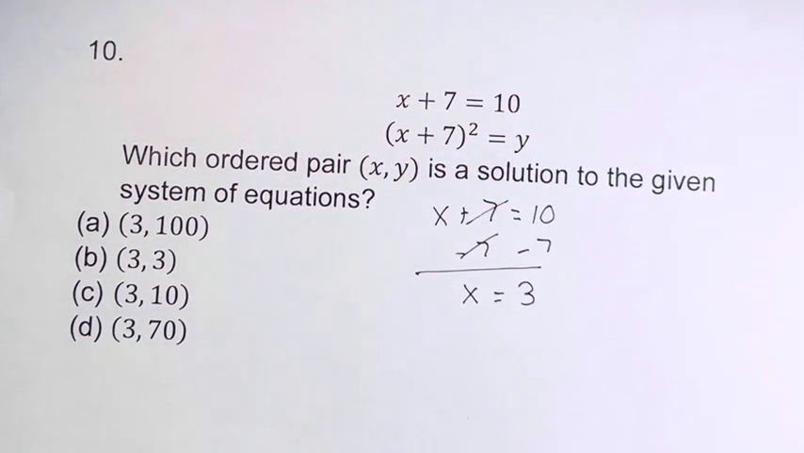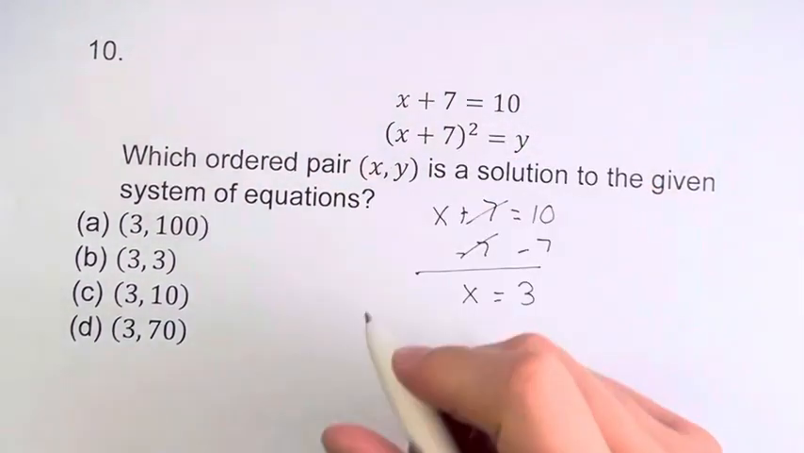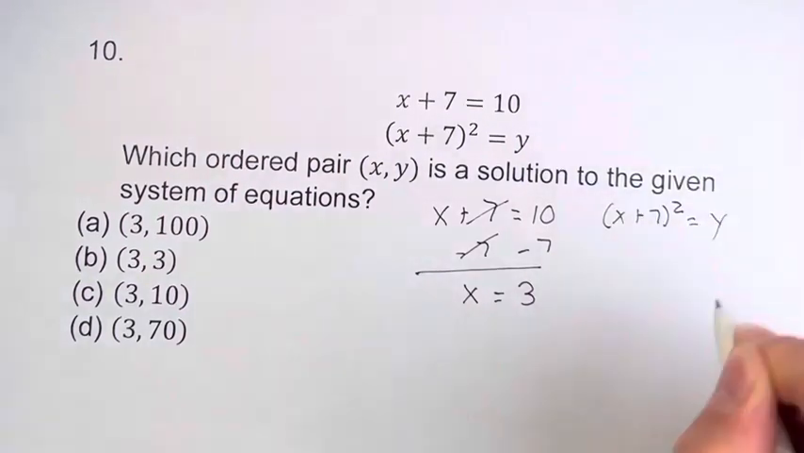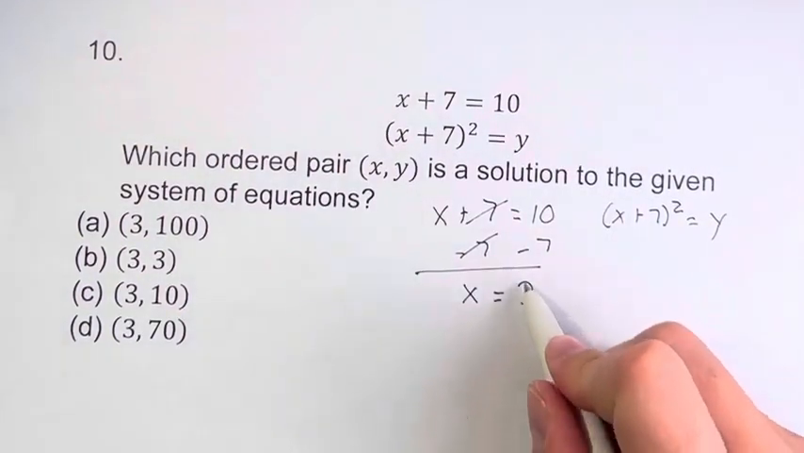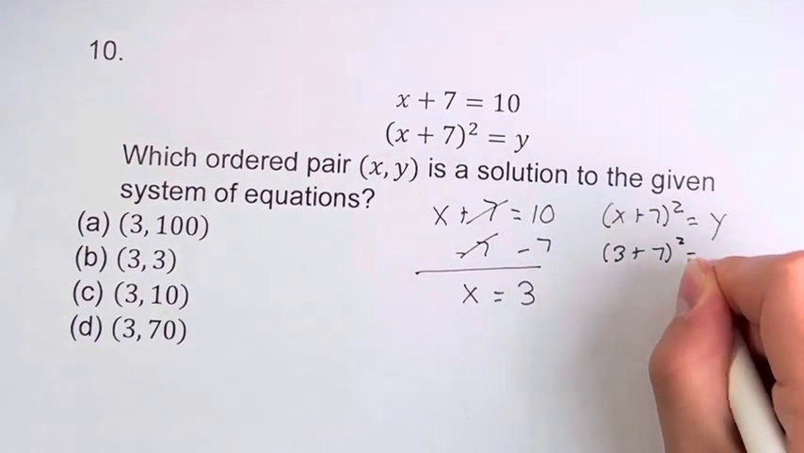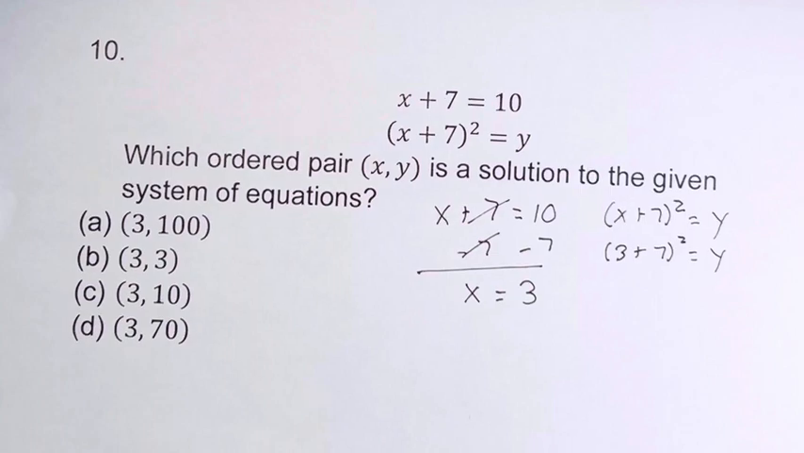But now we can find the value of y from our x value. So using the second equation, (x + 7)² = y. If we plug in our known value of x into this equation, we get (3 + 7)² = y, and now we can solve for y.